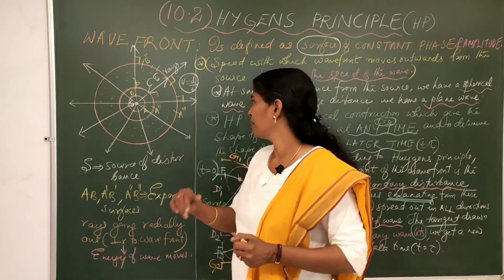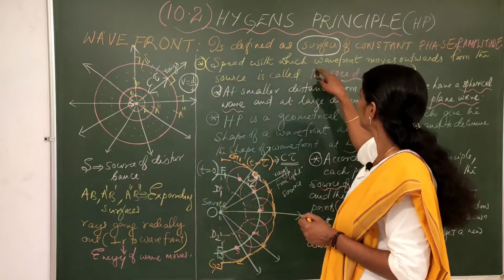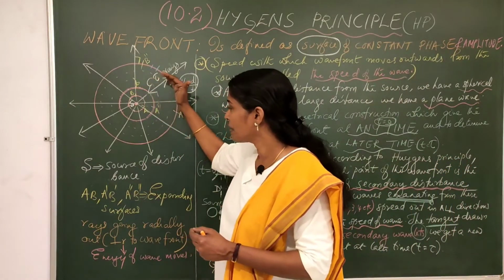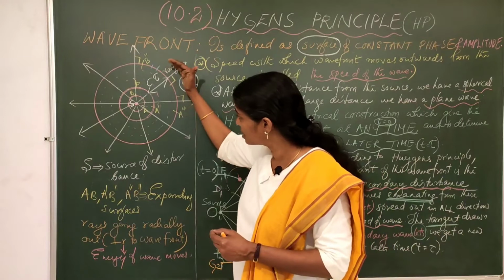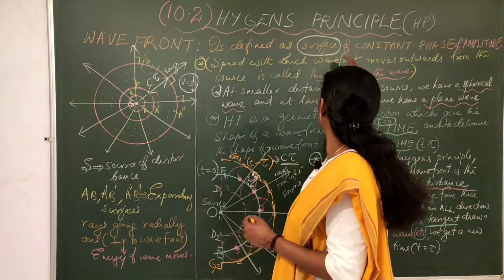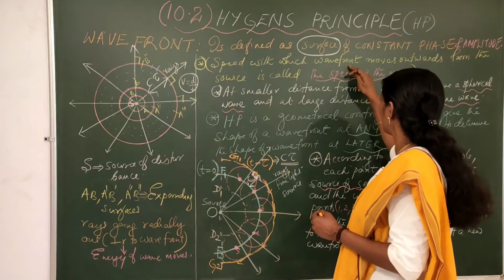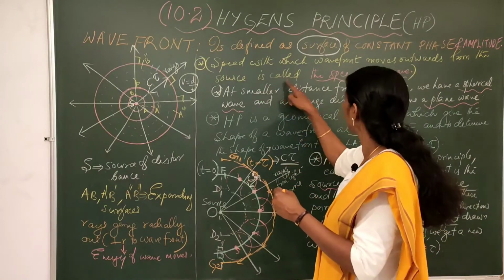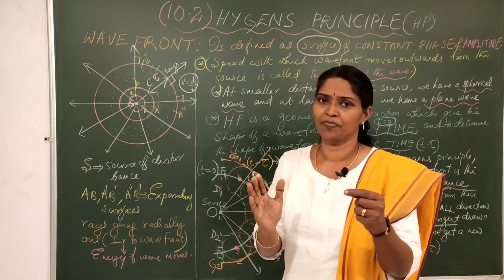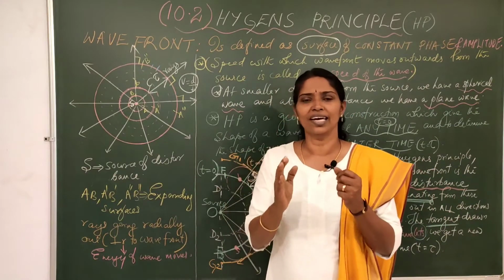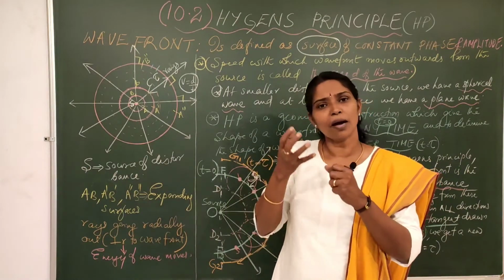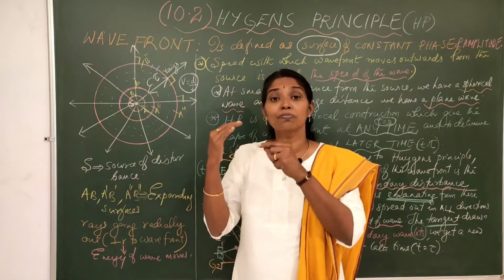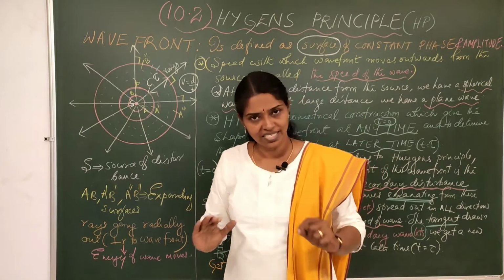Clear? Okay. Now, one more thing. The speed with which the wavefront moves out. I told you the wavefront is going as expanding surfaces, expanding spheres. It's going on and going on and going on. That wavefront moves with a particular speed. That speed is called the speed of the wave itself. You know, a light wave is a form of energy, light energy, heat energy and all. So there is some energy for the wave to advance, or the speed for the wave to advance. The speed of the wavefront is the speed of the wave itself.